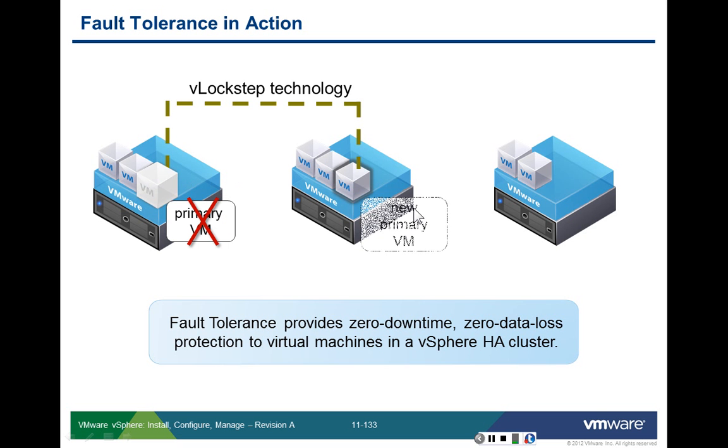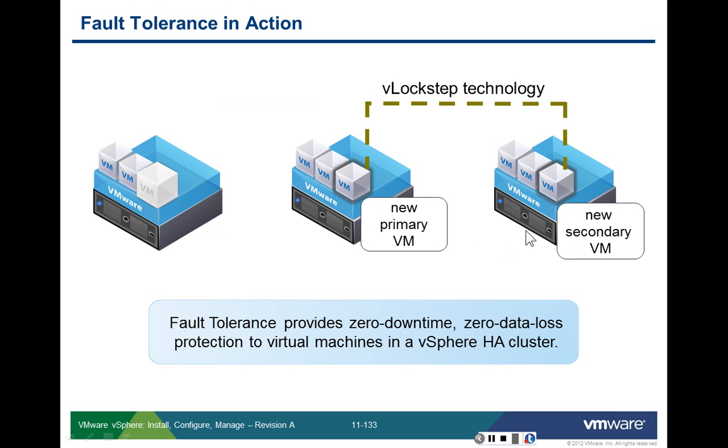Not only that, it becomes the new primary virtual machine, and then a third ESXi host houses the secondary virtual machine, so we still have fault tolerance even though the first one crashed. That's called lockstep.